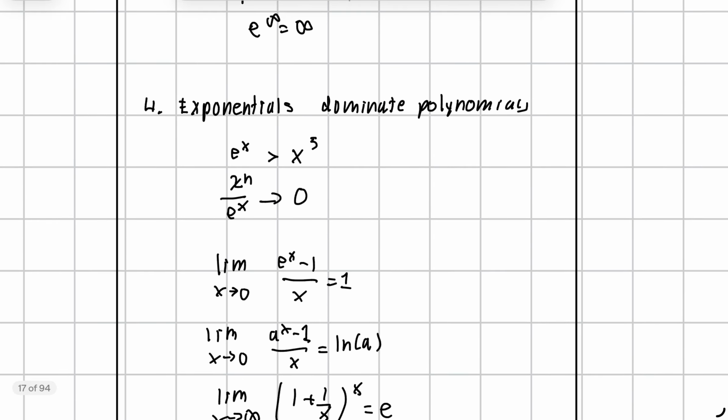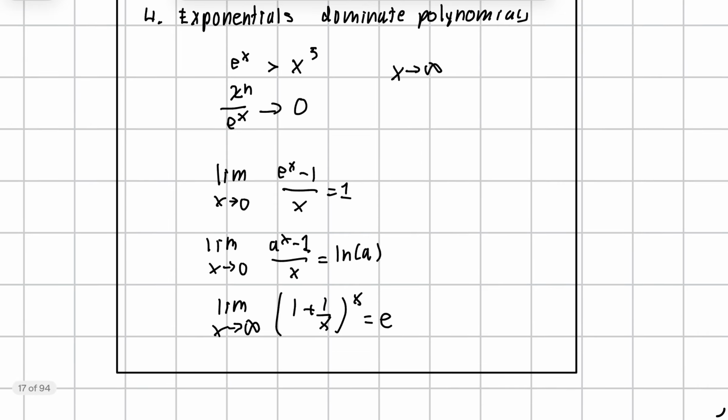Fourth, exponentials are going to dominate in growth over polynomials. So e to the power of x is going to be greater than x to the power of 5 when x is going to infinity. So if you have the ratio of x to the power of 5 over e to the power of x, that is going to be going towards 0.